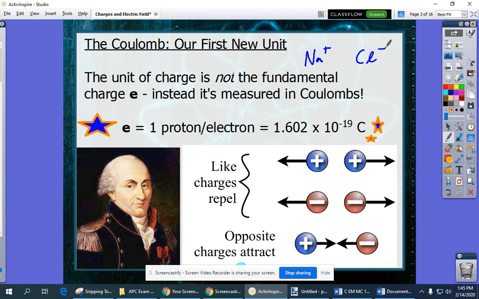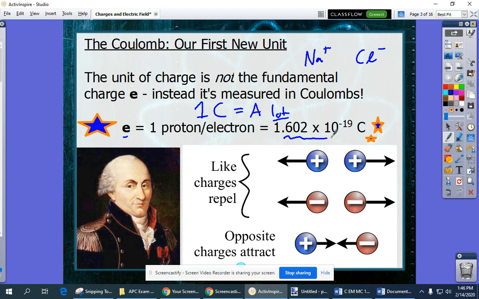And so the unit of charge that was adopted well before we had any idea of what an electron was is the coulomb, by our French friend, Mr. Coulomb here. And it's defined such that the charge e, the fundamental charge of one proton or electron, is equal to a very small number, 1.602 times 10 to the -19th coulombs. So if you have 1 coulomb of charge, that's actually a lot of charge. It's like 10 to the 18th individual little electrons. And one individual proton or electron has a very small number of coulombs of charge.